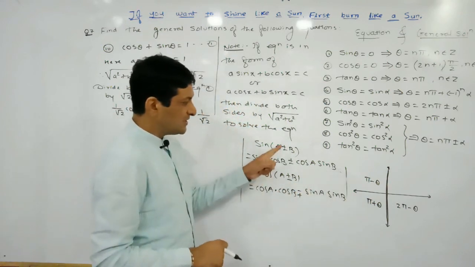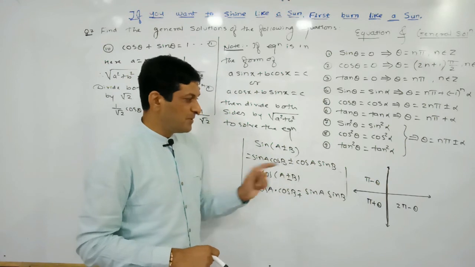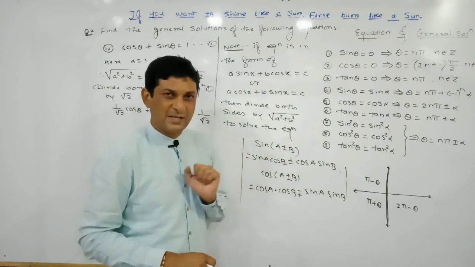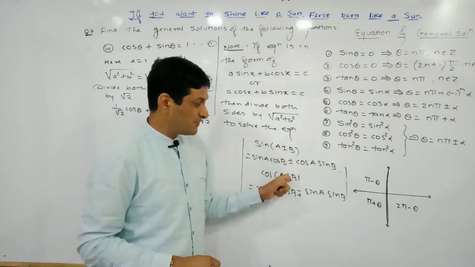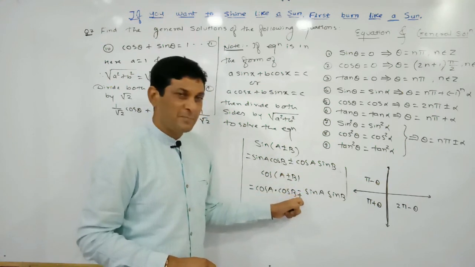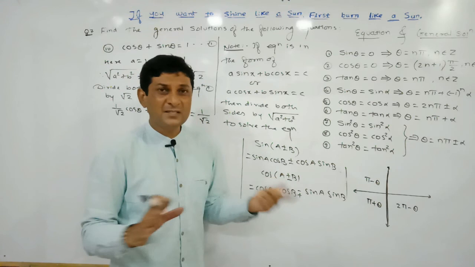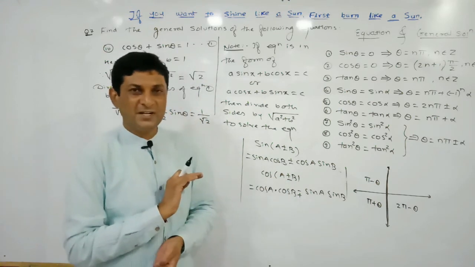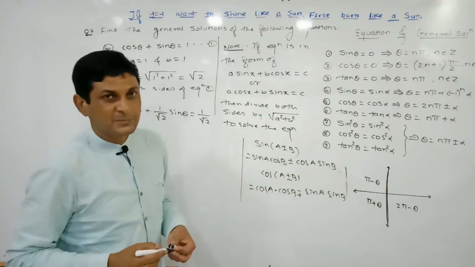In this first case, if there is plus then here also plus comes, and if minus here then minus only comes. But in this second formula, if there is plus here then we get minus here, and if there is minus then we get plus here, which are called compound angle formulas which you have studied in class 11th. Okay.